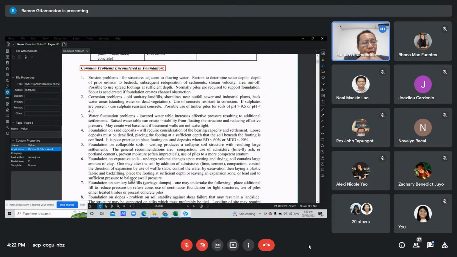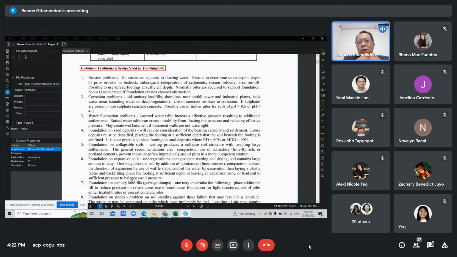So first we have the erosion problems, for structures adjacent to flowing water. I think you were not yet born by that time, but the Mananga Bridge in Tabunok collapsed due to scouring of the riverbed, and it exposed the timber piles, which deteriorated and resulted into the collapse of the bridge. So those are erosion problems.